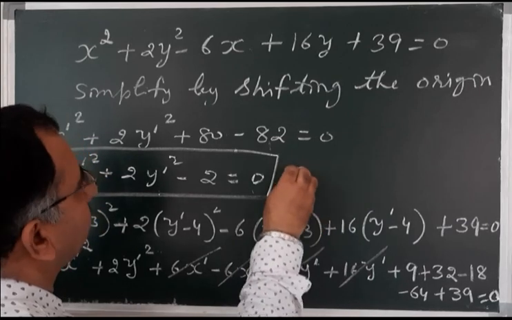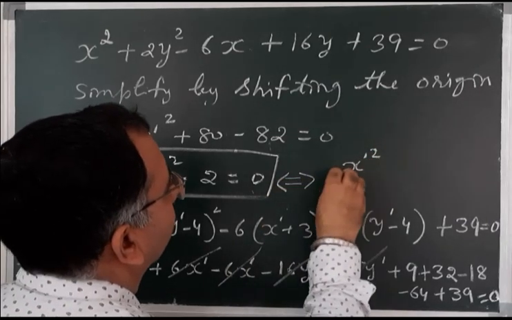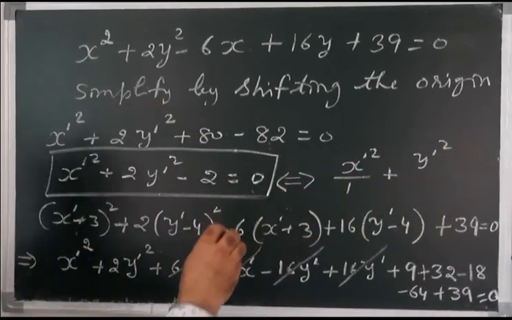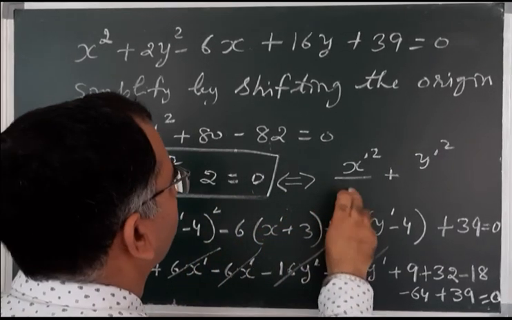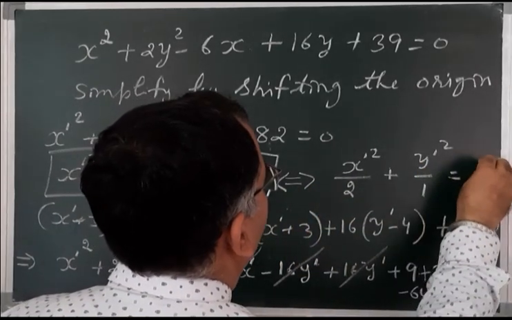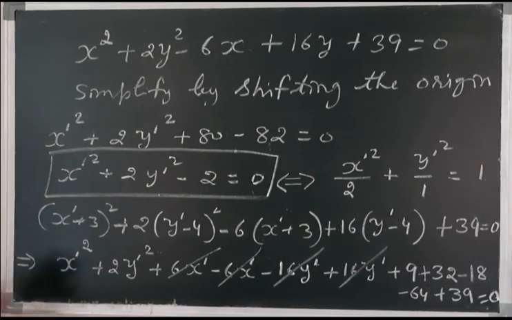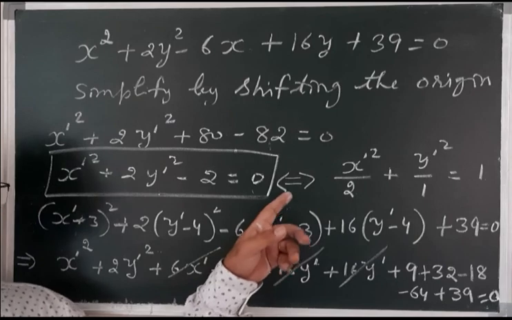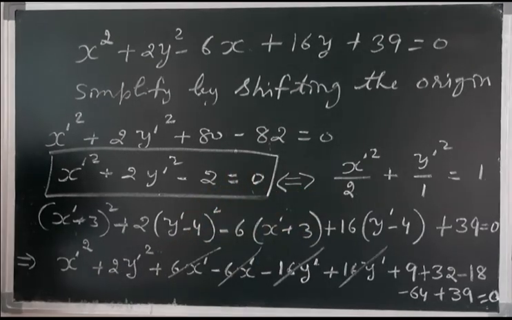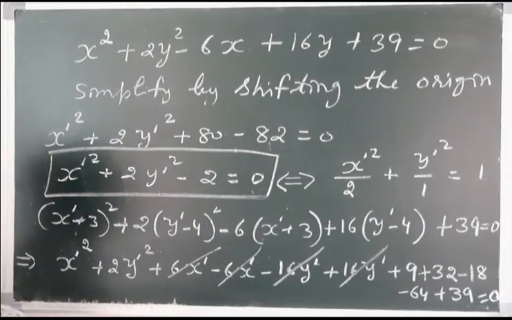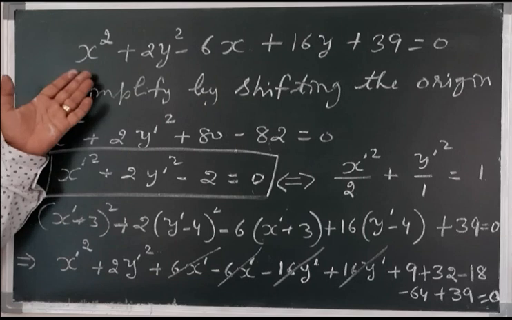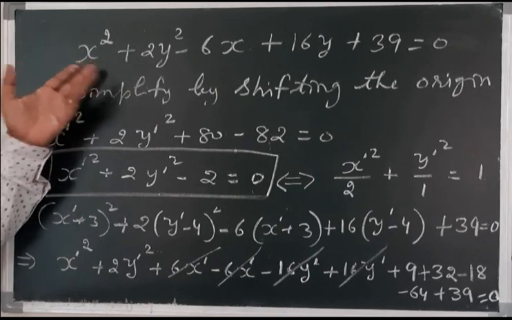So I can write this equation as x dash square over 2 plus y dash square over 1 is equal to 1. So this is the equation of an ellipse. You can compare it with the standard equation x square over a square plus y square over b square equal to 1, which is the standard equation of an ellipse. So it means by making a change of coordinates, we can identify our curve, what this curve is. From the original equation we can't see whether it will be a parabola, hyperbola or ellipse.